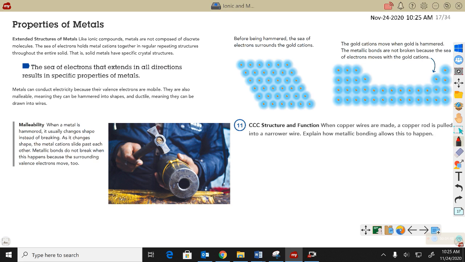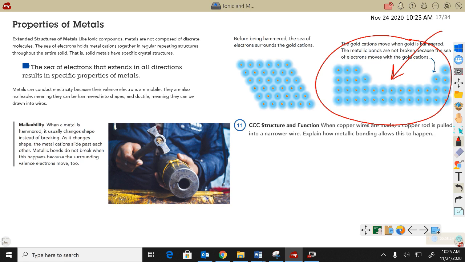And that's kind of what happens here with the metal nuclei. If you start to pound the nuclei, they can change shape. Like maybe in here was where the hammer hit. And because it's not a rigid structure, the sea of electrons can just move and allow the nuclei to move as a result of a change or an impact, like a hammer.